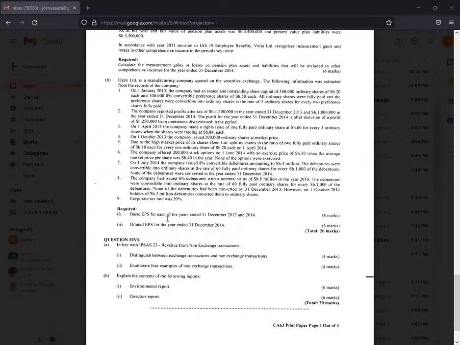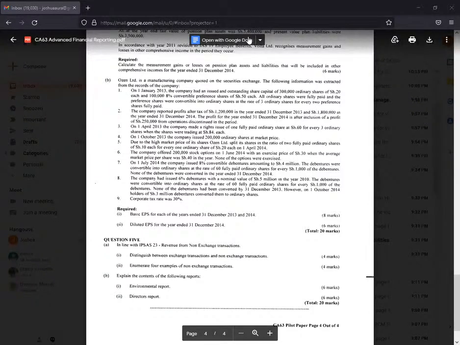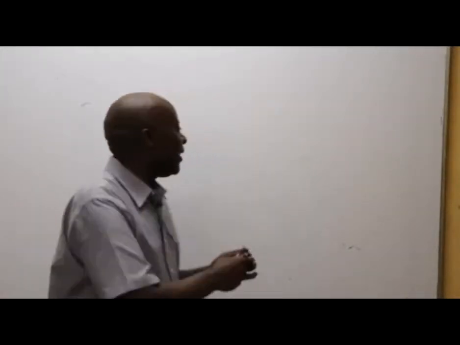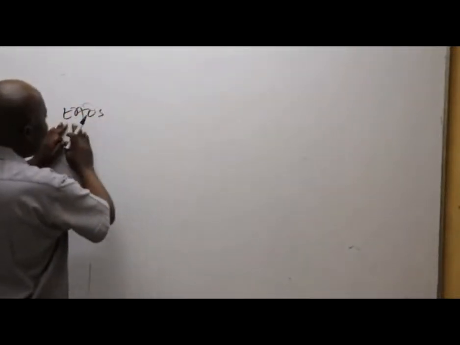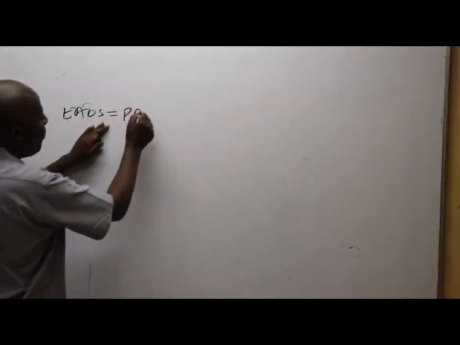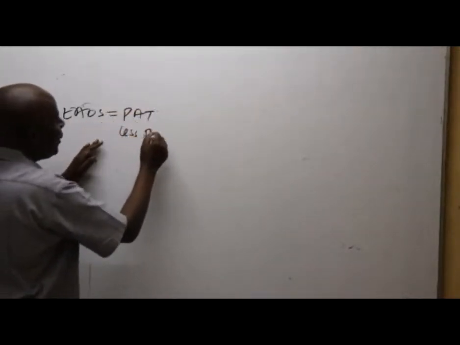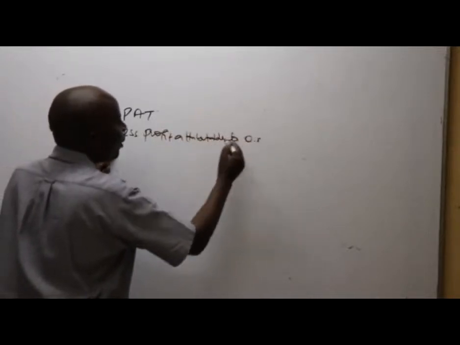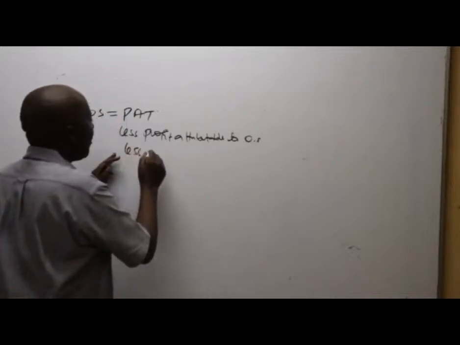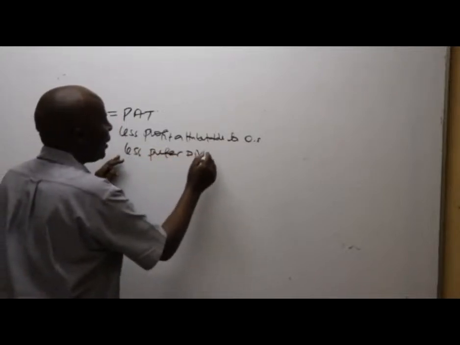So they want me to give them basic EPS for each of the years ended 31st December 2013 and 2014. Low-hanging fruits, I can see three of them. Number 1, I can see the rights issue. Number 2, the EROs, the earnings attributable to ordinary shareholders. Take the profit attributable to ordinary shareholders, less preference dividends. Very easy, less preference dividends.